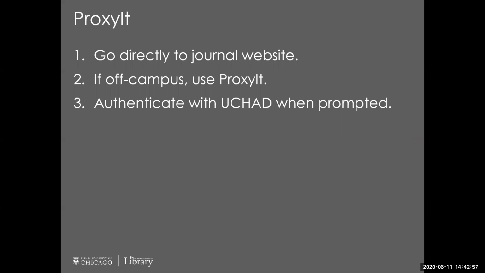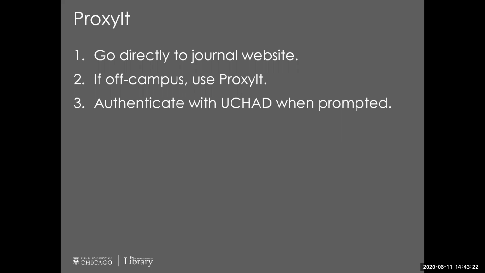If you're looking to access journal content when you are not on campus or at the hospital, you can use something called ProxyIt. When using ProxyIt, you can go directly to the journal's website without having to go through the library website first. To do this, you can set up ProxyIt as a bookmark on your computer or mobile device, and then when you are on the journal's website, you click the ProxyIt button and it will send the site through the proxy server and you'll be prompted to log in with your UChicago ID.